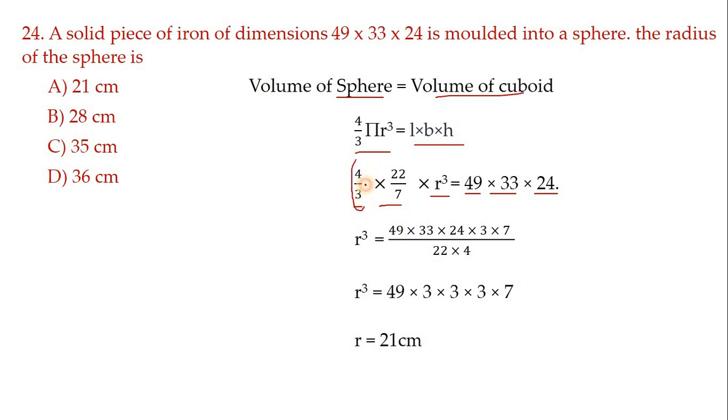Now this 4 by 3 transfer this side, it will become as 3 by 4. So here I have written 3 by 4, 3 is in numerator, 4 in denominator. Similarly 22 by 7 will become as 7 by 22. So 7 I have written in numerator and 22 I have written in denominator. Now let us simplify this, children.